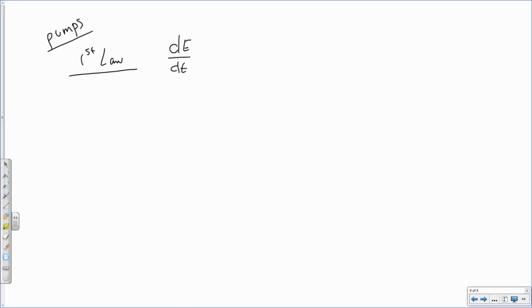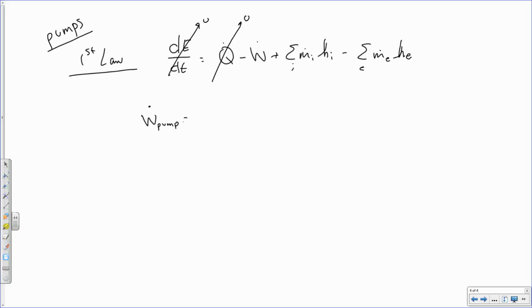dE/dt is equal to Q dot minus W dot plus the summation over all the inlets of m dot i h i minus the summation over all the outlets or exits, m dot e h e. We're talking about a pump here that's in steady state. dE/dt goes to 0. There's no heat exchange with the surroundings. That goes to 0. And we're left with W dot. Bring this over to the other side for the pump is equal to, well, let's go back here to our diagram.